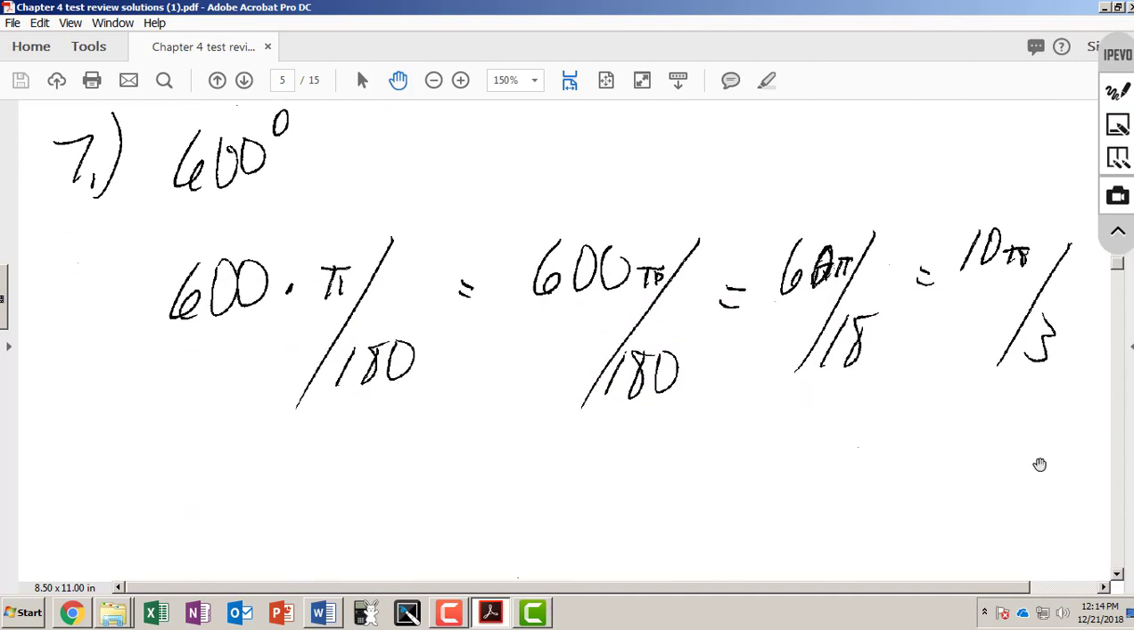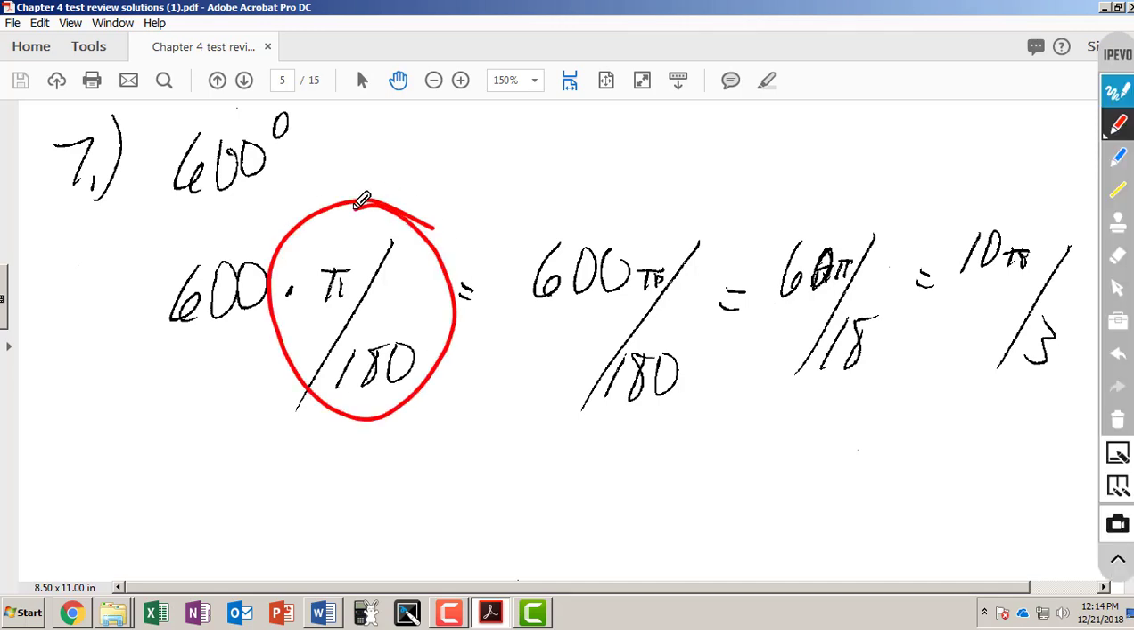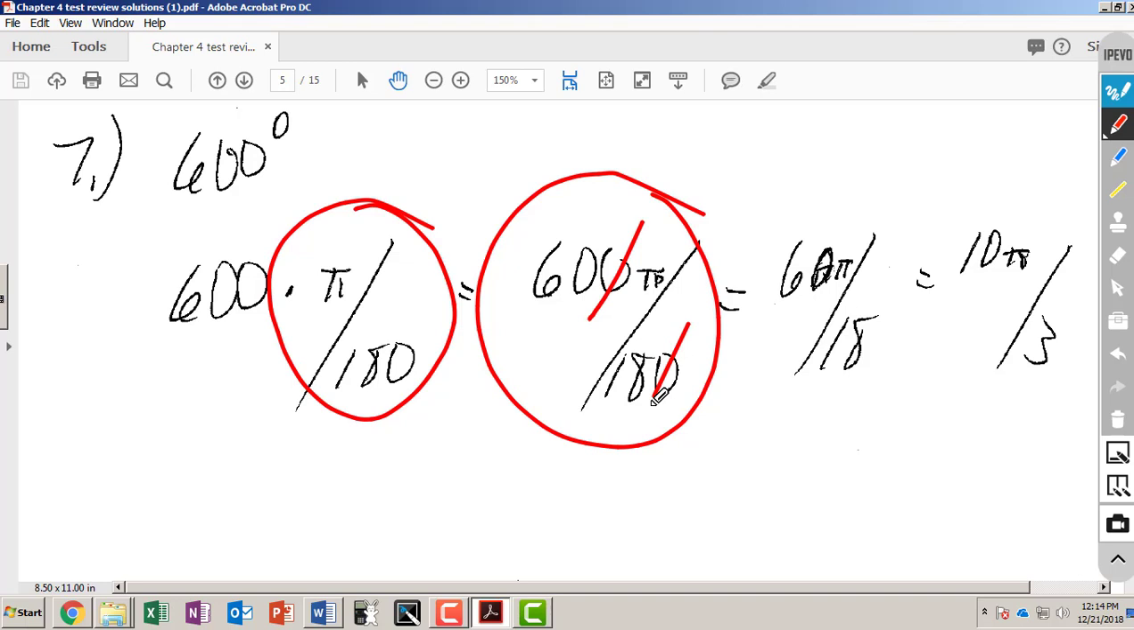On this next problem, it says I've got 600 degrees, and it says express the angle in radian measure in terms of pi. So remember, the rule is if I want to convert from degrees to radians, I just multiply by pi over 180. When I multiply by pi over 180, I get 600 pi over 180. And I just go ahead and simplify this down. If I want to use my calculator, I could.